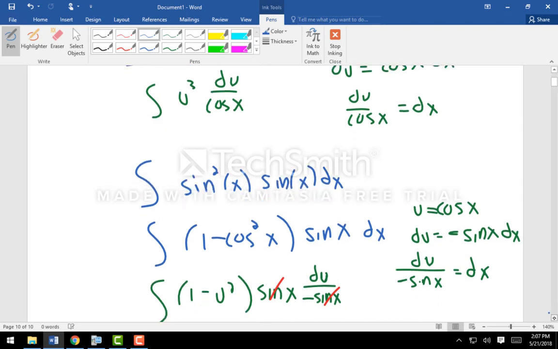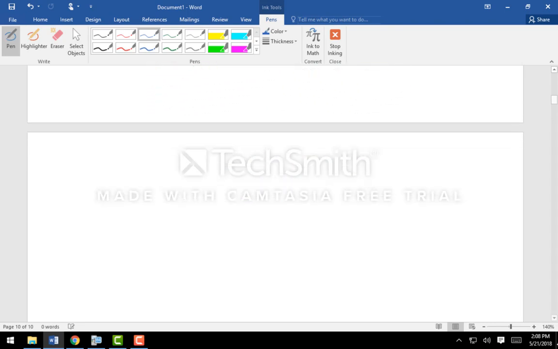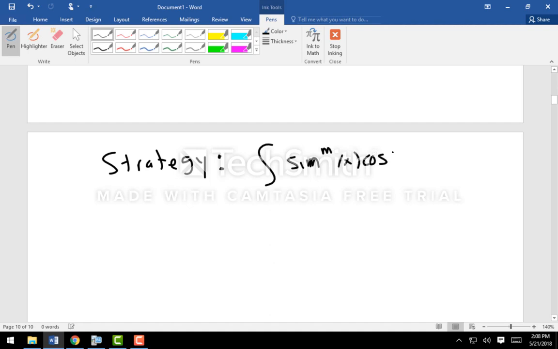So our strategy that we're going to write down here in just a second is going to say if sine is odd, break off a sine term. If cosine is odd, break off a cosine term. So let's write a strategy here for a second. What you look at in most textbooks, let's say I have sine to an exponent, and I have cosine to an exponent. This is what we're integrating. So we'll basically say something like this.